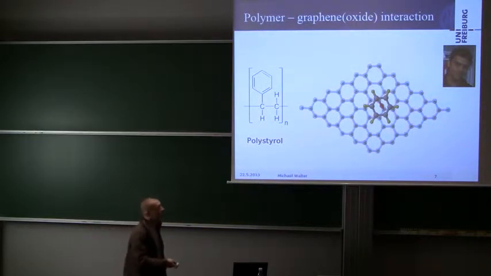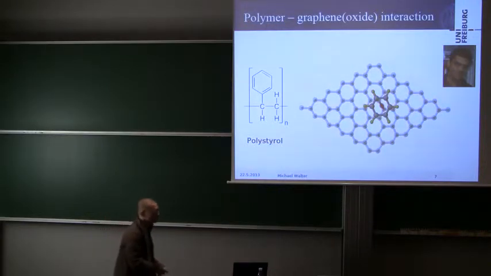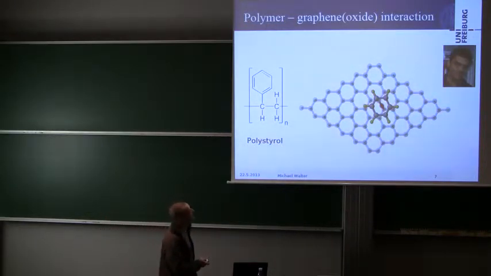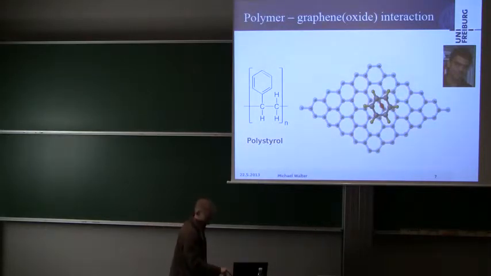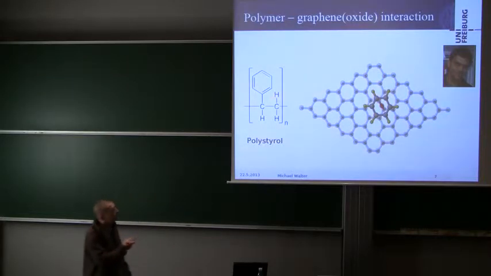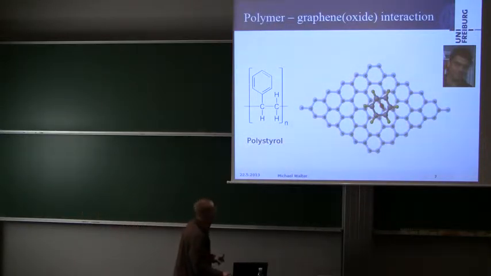and but then you are left with oxidized graphene sheets, and we wanted to know what is the influence of these defects that one introduces for mixing the polymers, and the toy model is just to use a benzene molecule and look at the interaction with oxidized or defected graphene.